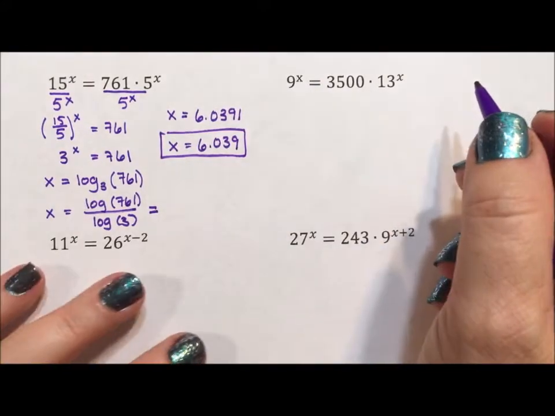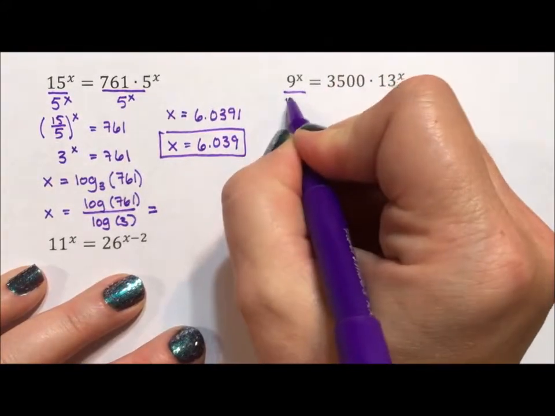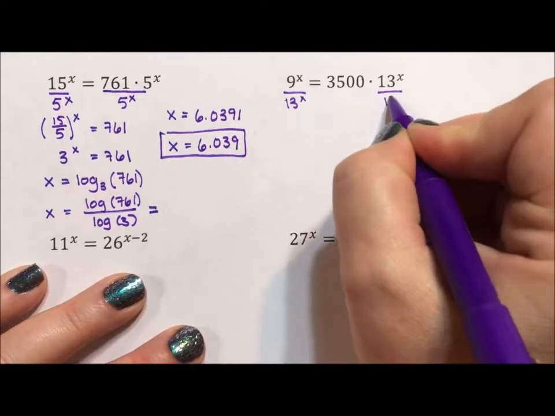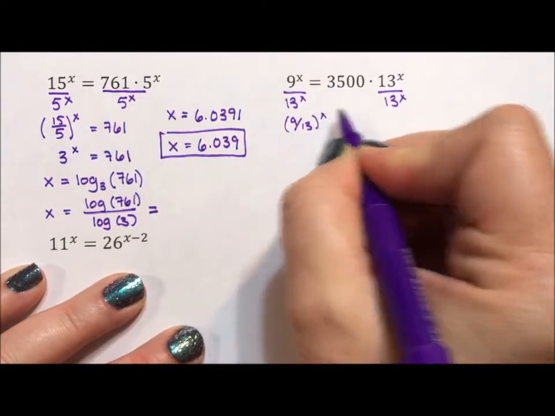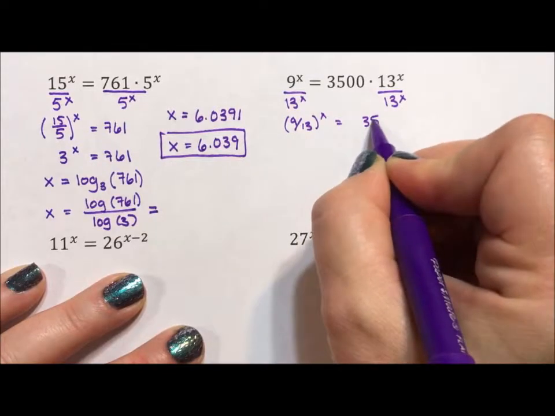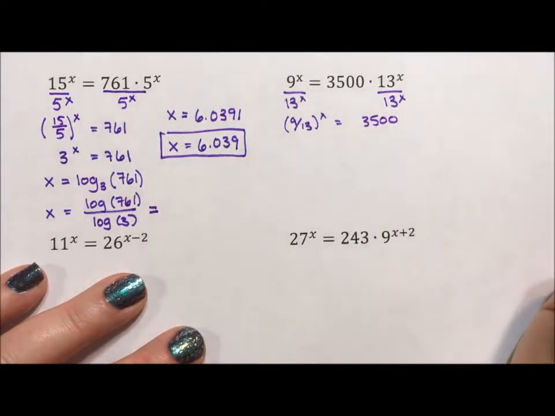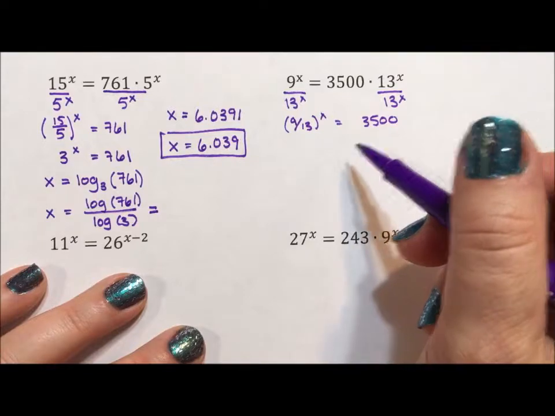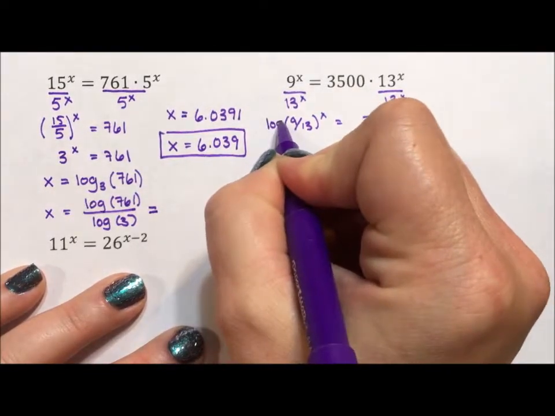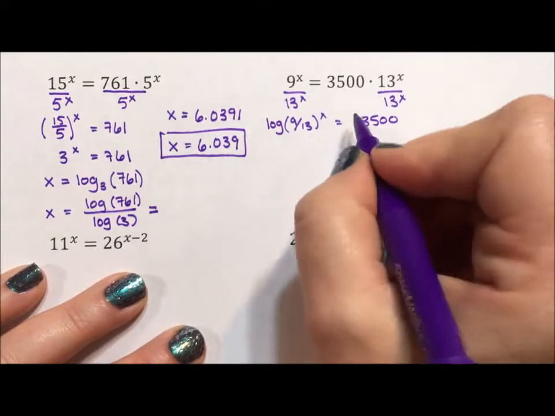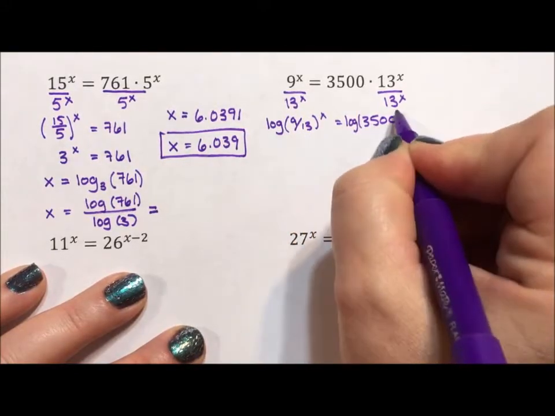All right, I said I would do these differently, and I will. I'm going to divide both sides by 13 to the x. So again, I have 9 divided by 13 to the x equals 3,500. What I'm going to do this time is, instead of rewriting it logarithmically, I'm going to take the log of both sides. I'm going to say log of 9/13 to the x equals log of 3,500.